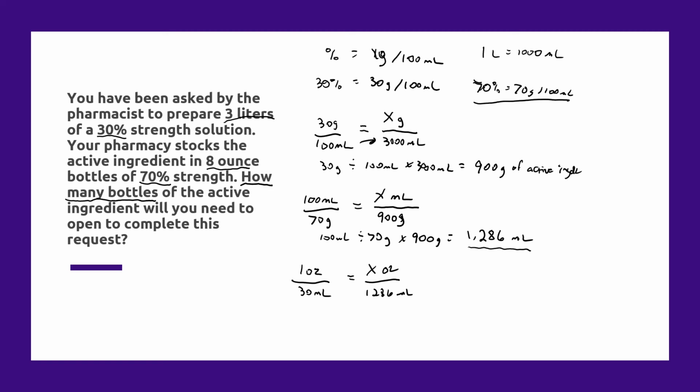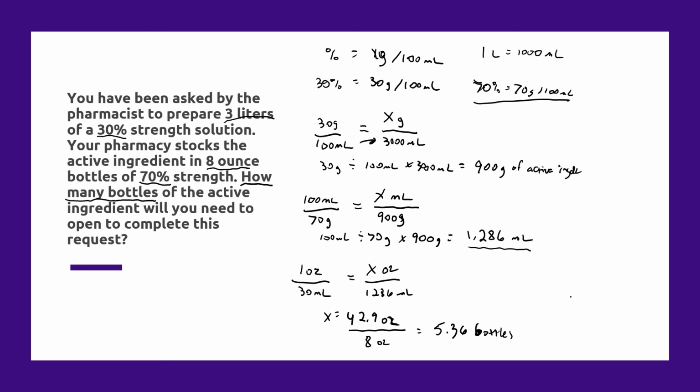Okay, and we'll repeat this process. 1 divided by 30 times 1,286 equals 42.9 ounces. So we're going to need 42.9 ounces of the 70% strength. It comes in 8-ounce bottles. So to figure out how many total bottles we're going to need, we would divide this by 8. And that's 5.36 bottles.